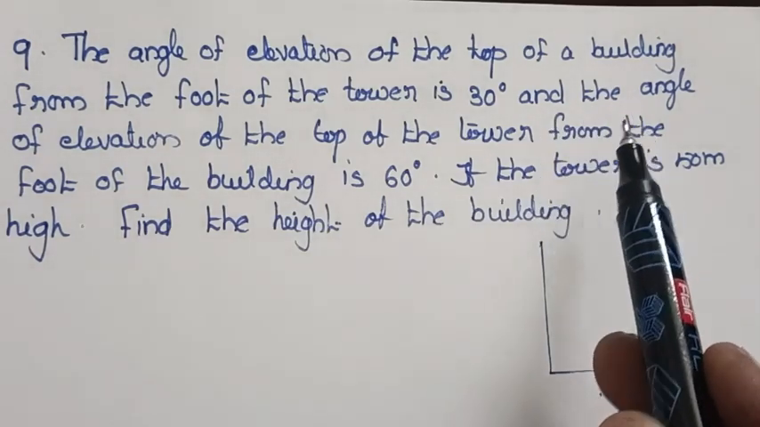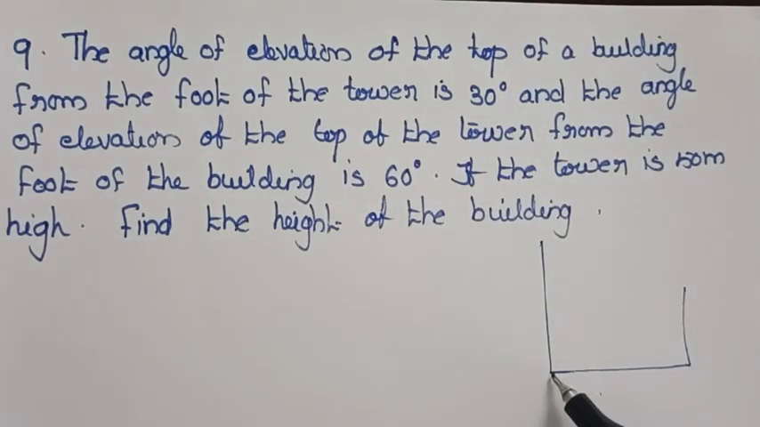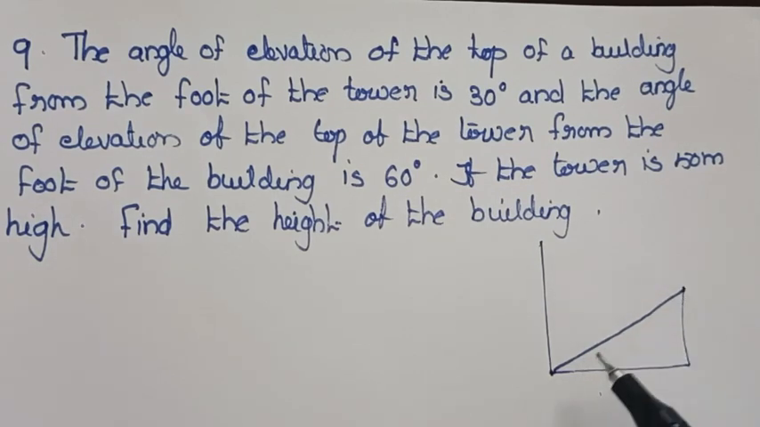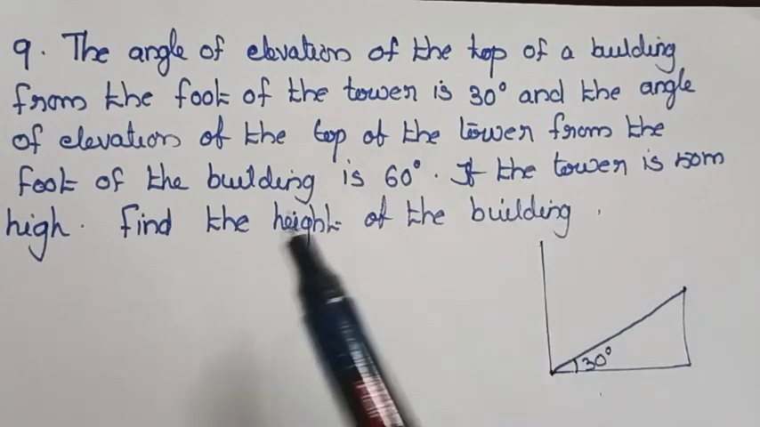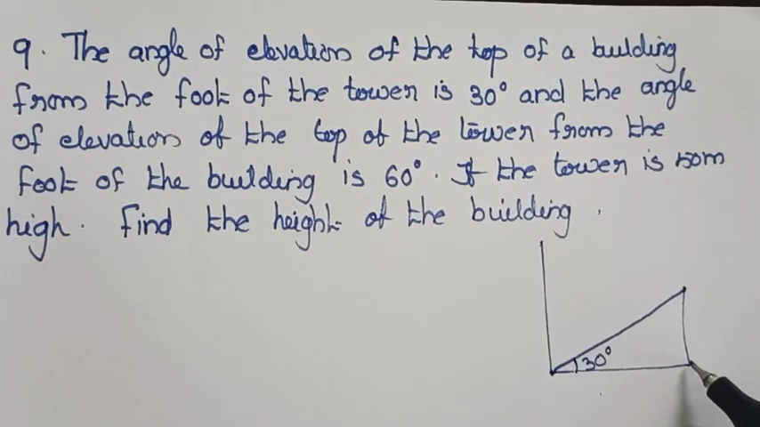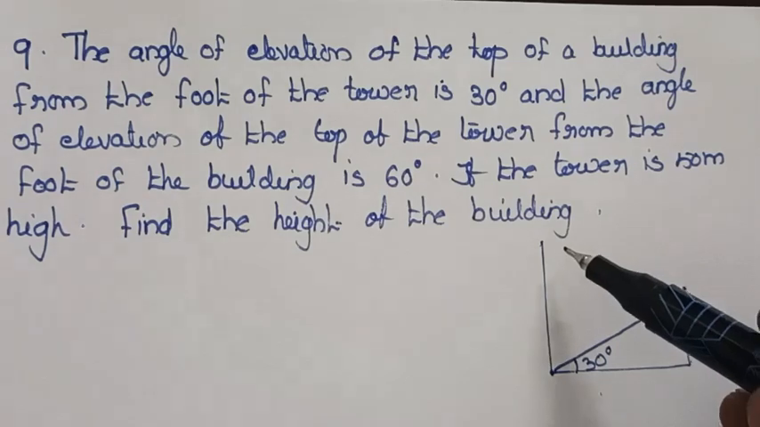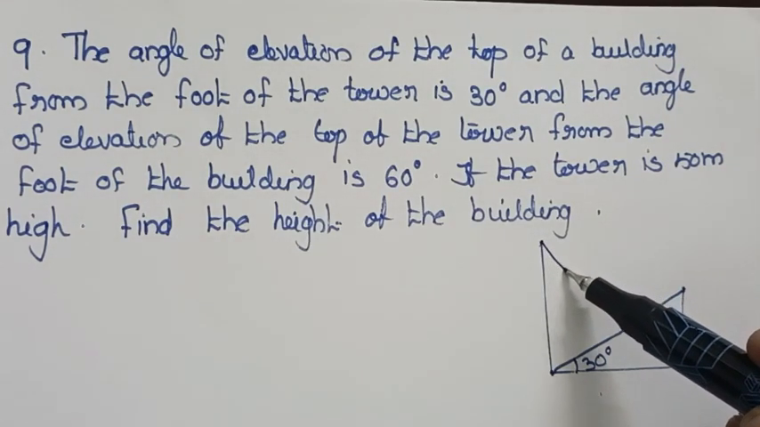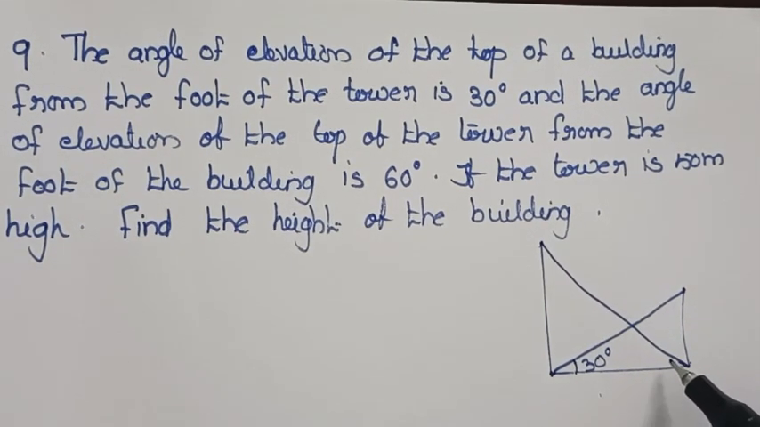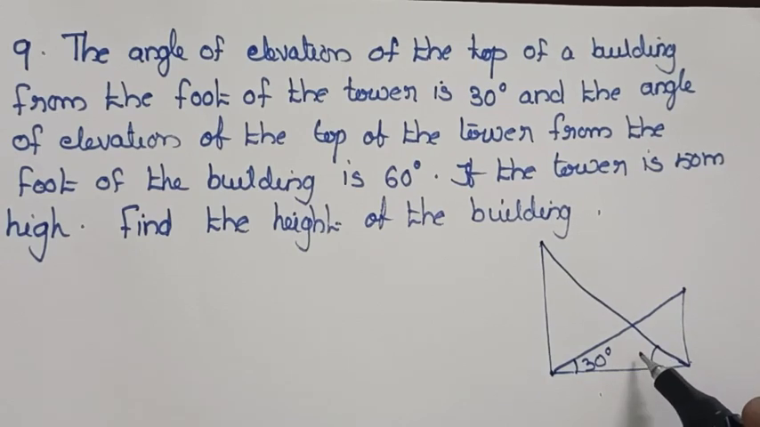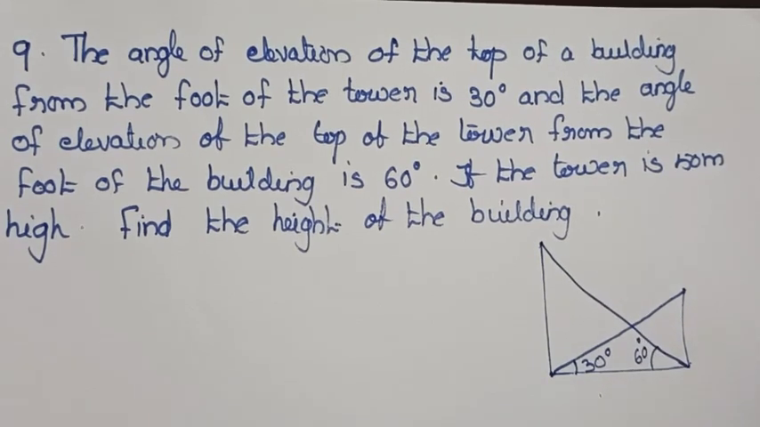The angle of elevation of the top of the building from the foot of the tower. From the foot of the tower, the angle of elevation of the top of the building, here this angle, is equal to how much? 30 degree. And the angle of elevation of the top of the tower from the foot of the building, from the foot of the building to the top of the tower, it is a straight line. It is equal to 60 degree. This much equals 60 degree.